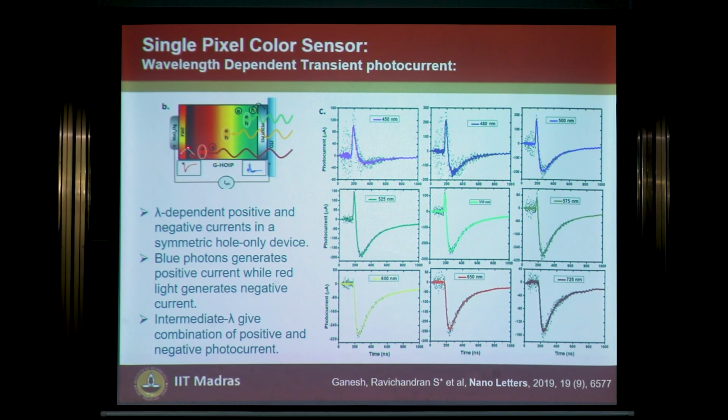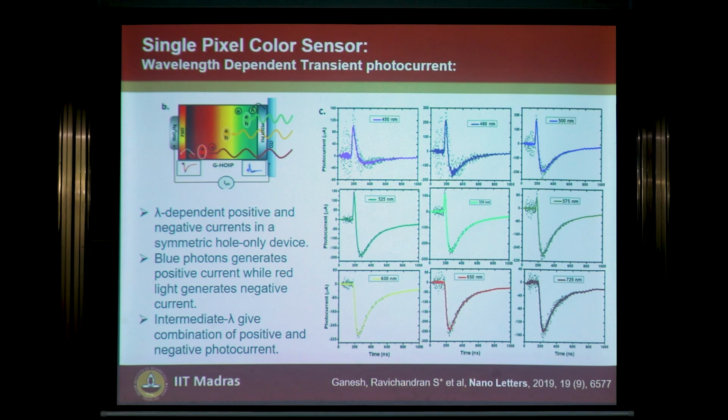What happens if you put in red photons is that they can penetrate through because they don't get absorbed in the high band gap region, and the photons generate the charges at the rear end of the device, and the hole diffuses to the other buffer layer and gives rise to a negative photocurrent. So because of this, if you change the wavelength, we get a combination of both positive and negative in the middle region, whereas above 650 we get almost entirely negative, and below 400 we get all positive.